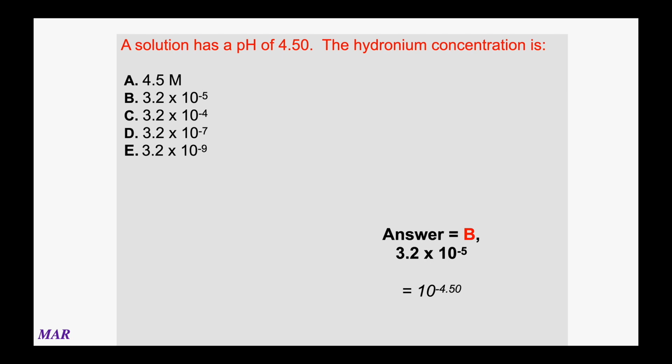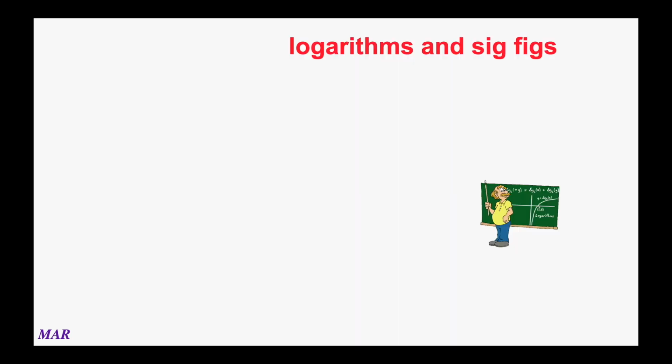And again, if you went minus log 3.2 times 10 to the minus 5, you should get an answer of 4.50. If you are a person that's interested in significant figures, some of the numbers I've used recently maybe haven't made a lot of sense.